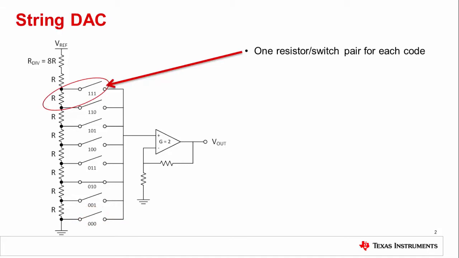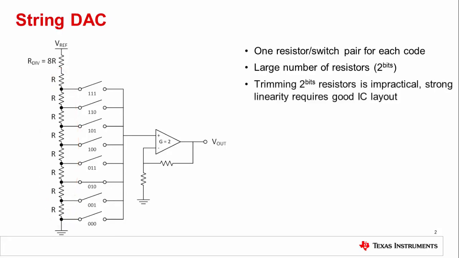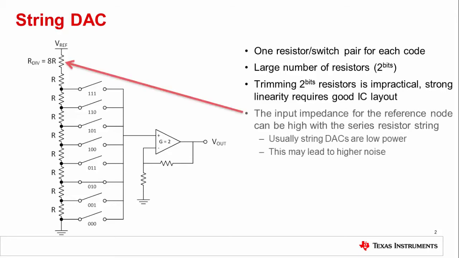In a straightforward string DAC design, there is one resistor switch pair for every code that can be applied to the DAC. Because of this, as resolution increases, the number of resistors and switches in the string DAC design exponentially increases. Since trimming 2 to the number of bits resistors to match one another is not very practical, delivering good DNL and INL performance from a string DAC is heavily dependent on good IC layout. Generally speaking, string DACs have the worst linearity of all precision DAC architectures.